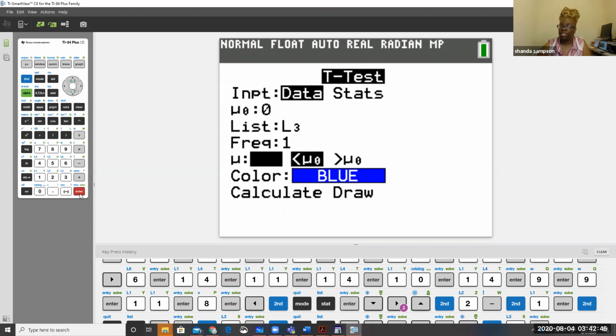But here you want to check and make sure what you had. Ours was less than 0, right? And remember, they have mu's, but we're going to have d's, okay? So it's going to be less than 0. Make sure you check that, and then we go down and calculate.